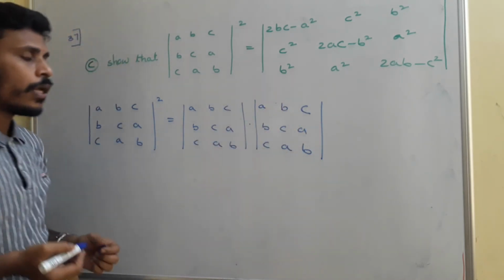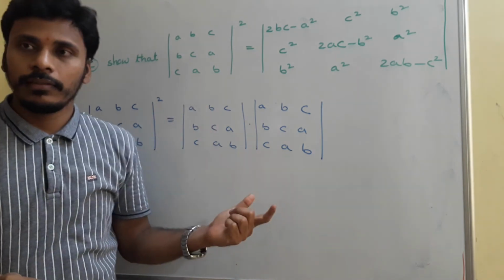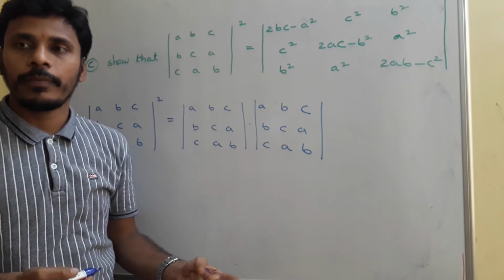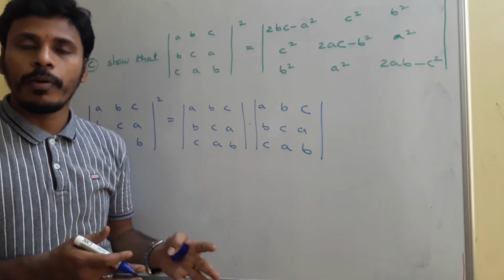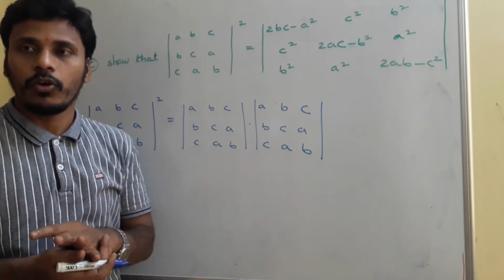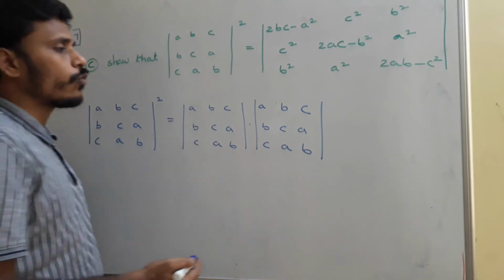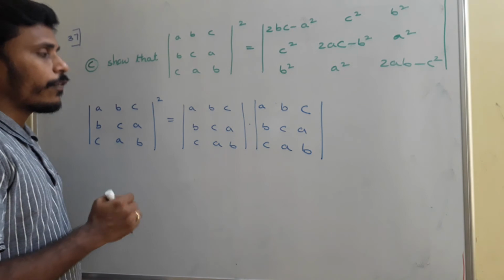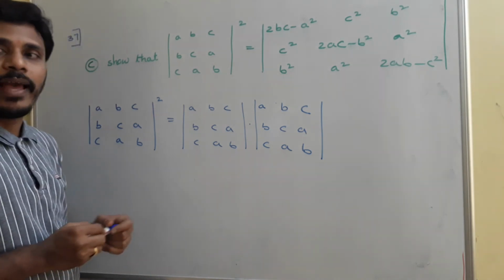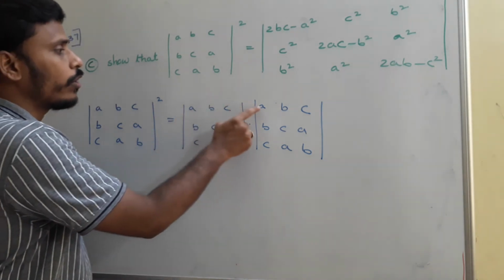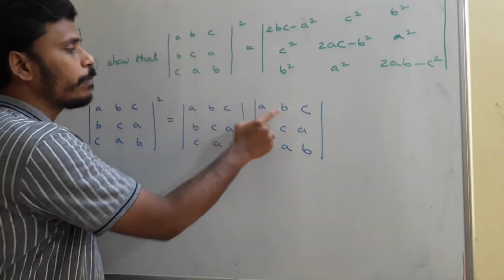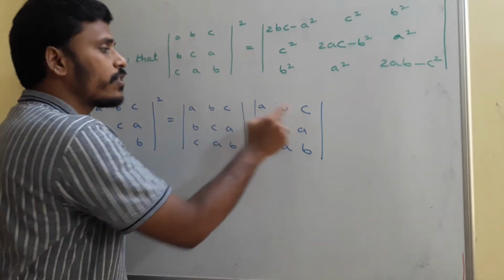And now while multiplying, how to proceed? While multiplying, we have four choices: row by row, row by column, column by column, and column by row, as I mentioned. Usually we go with row by row only, okay? But if you multiply row by row, what will happen? Just think about it. A into A is how much? A square. B into B is B square, C into C is C square.